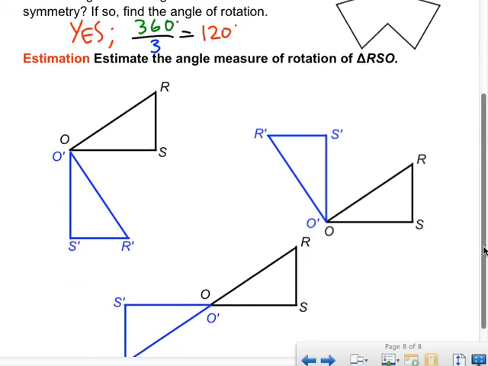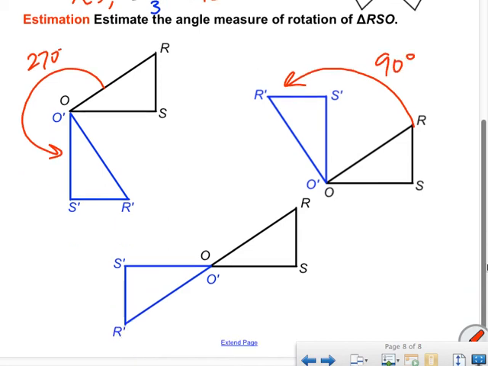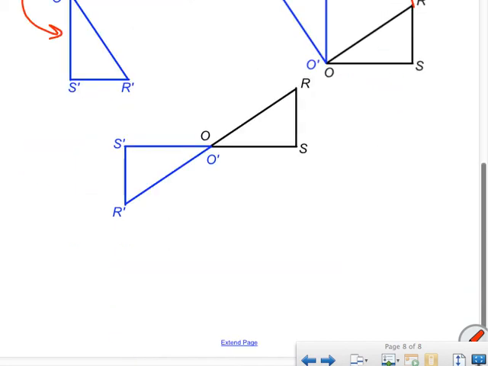All right, so let's take a look at these down here. Now we're talking about counterclockwise rotations. So if I have triangle ORS or RSO, how many degrees counterclockwise, this direction, would I turn it to get to that new position? 270 degrees. Okay. How many degrees would I rotate this to go from here? 90 degrees. Very good. And then last but not least, how many degrees to go from here to here? 180.